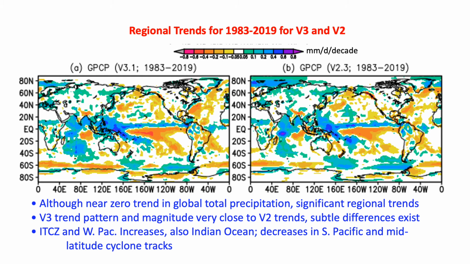with version 3 on the left and version 2 on the right. The version 3 trend pattern and magnitude are very close to the version 2 trends, although there are subtle differences that exist. But you can see increases in the ITCZ and Western Pacific, and decreases, for example, in the Southwest US.